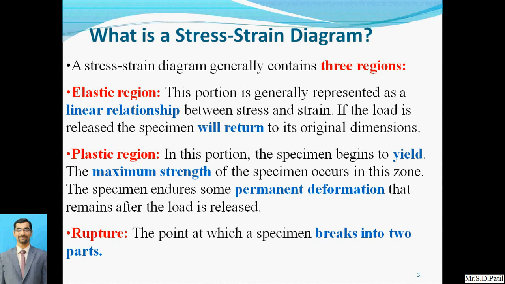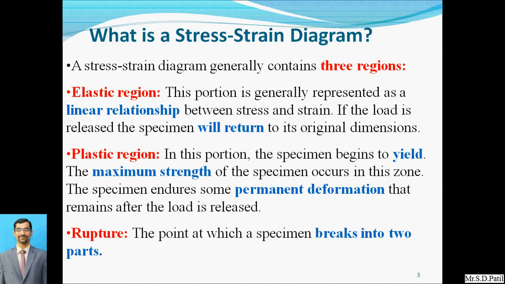The second phase is the plastic region. In this portion, the specimen begins to yield, and the maximum strength of the specimen occurs in this zone. The specimen endures some permanent deformation that remains after the load is released. We have already seen plastic deformation. In the plastic region, even when we remove the load, the material will not regain its original size and shape. That deformation is permanent.